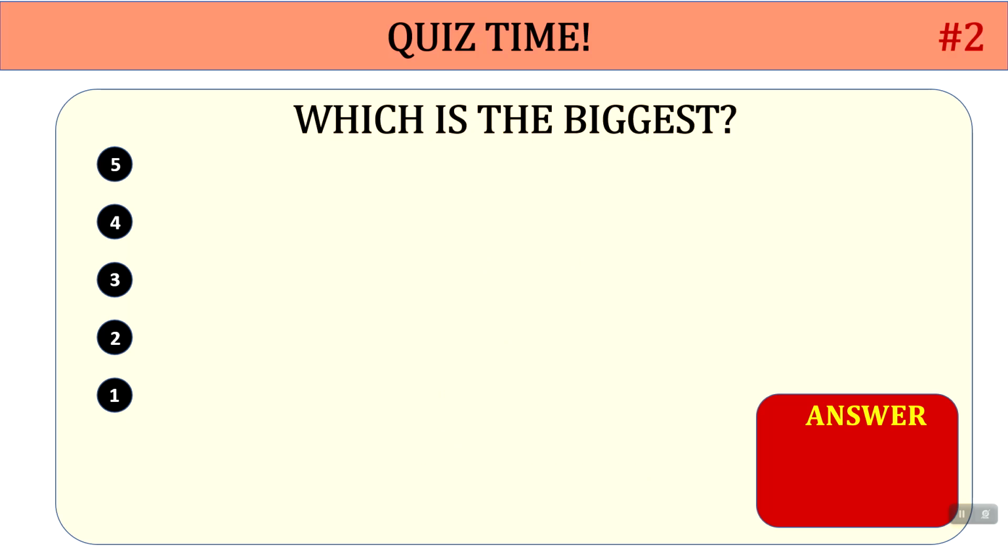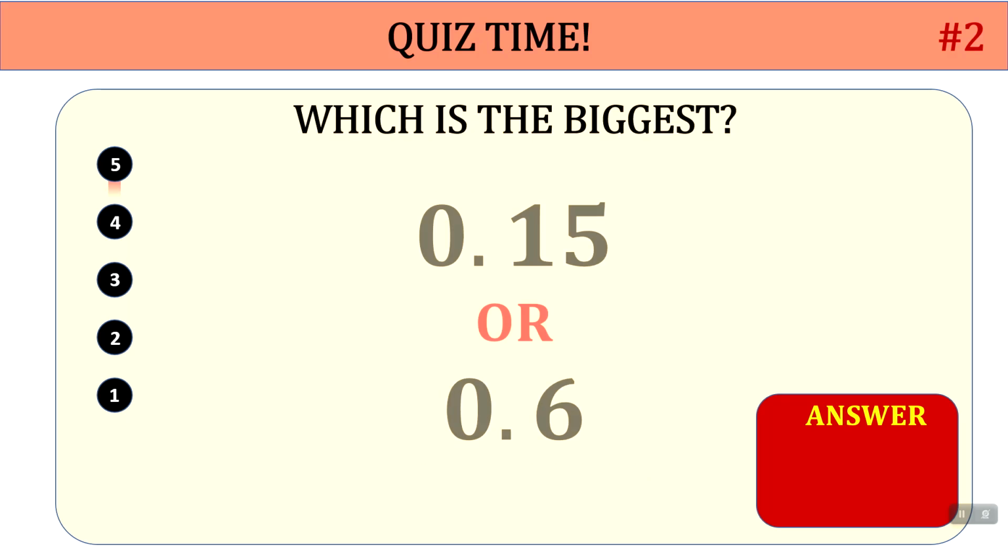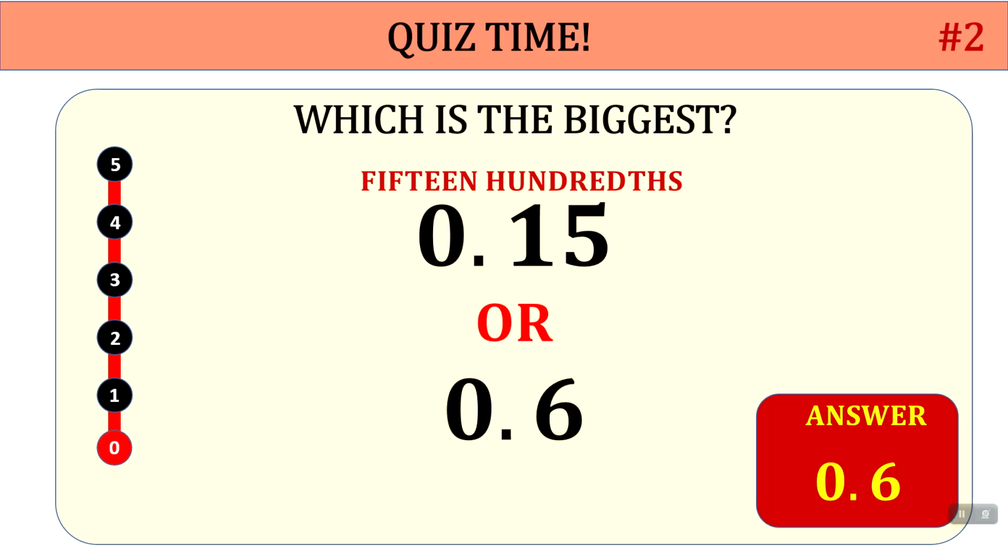Now question 2. Which is the biggest? Time's up, and the answer is 0.6. 0.15 is 15 hundredths. 0.6 is 6 tenths. We know 6 tenths we can convert to 60 hundredths, and therefore it makes that bigger.